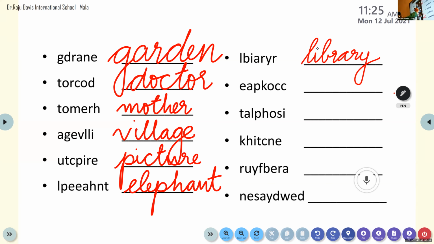Next person is Ayush. Okay, complete it. Yes, Ayush. Yes, peacock. Very good. It is peacock. All of you, please do take your pencils in your hand. P. P-E-A. P. P-E-A-C. C-O. Cock. It is C-O-C-K. Cock. It is also a 2-syllable word. Peacock. It is also a 2-syllable word.